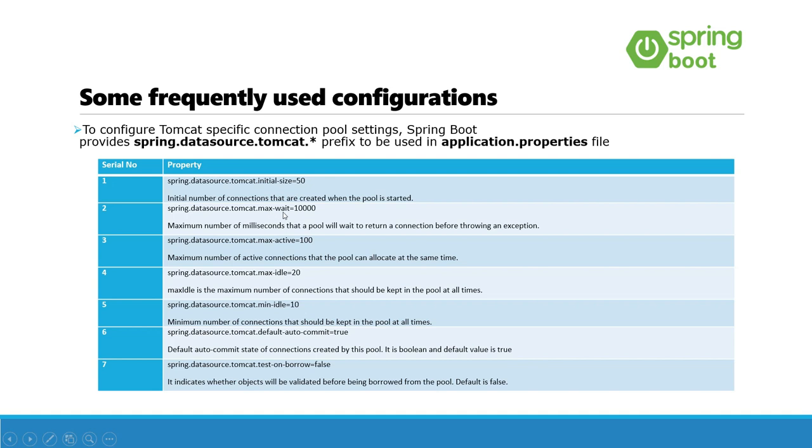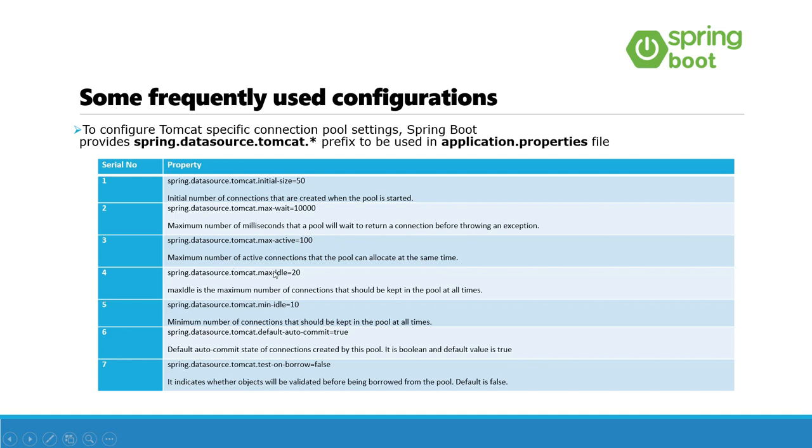Look at the property name, max wait. Let's say your application wants a connection from the connection pool. If your application has to wait more than 10 seconds, it is going to throw a timeout exception, because we have given 10 seconds to wait. If the application thread does not acquire the connection, it will throw a connection timeout exception.